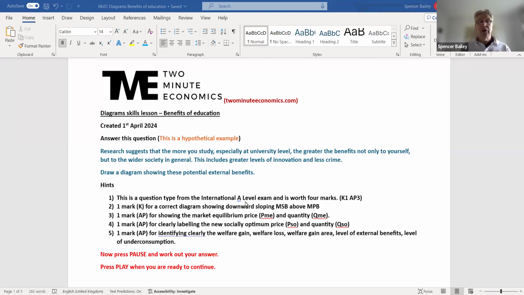Now, I've given you some clues down here. It's taken from an international A-level exam, modified, worth 4 marks, 1 mark for knowledge, 3 marks for application. Have a look at the guides down here, see if you can use them effectively, and then I want you to press pause, and I want you to have a go at drawing it. Once you've drawn it, press play, and we'll see how well you got on. Good luck.